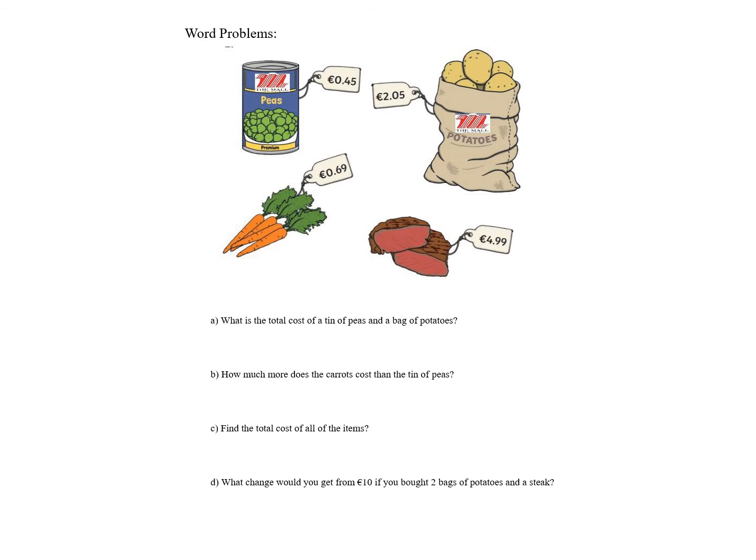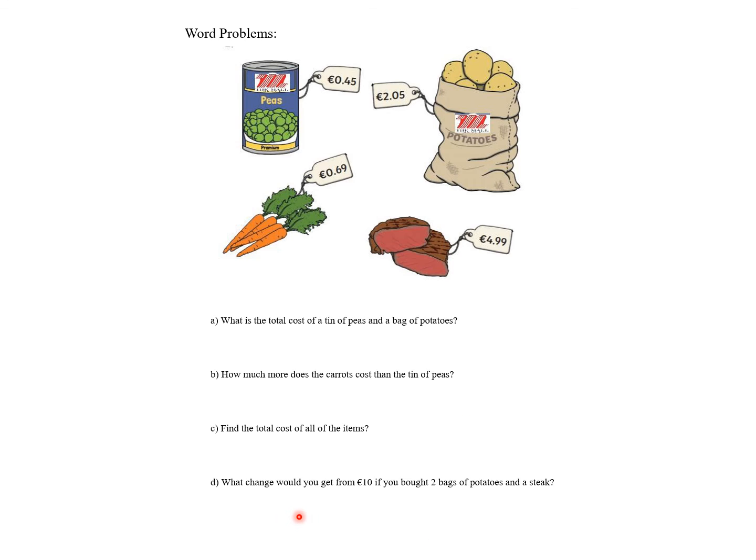This is your second task, to solve word problems. You have to read, analyze, and write the solutions here. So the first question is, what is the total cost of a tin of peas and a bag of potatoes? So you have to find the total cost of the tin of peas and the bag of potatoes. Add them, you will find the total cost. How much more does the carrot cost than the tin of peas? What is the difference between the carrots and peas? Find the total cost of all of the items. You need to find the total cost of all of these items.